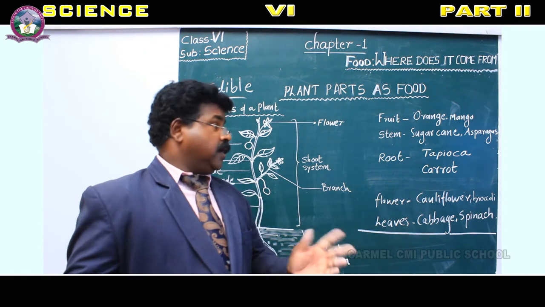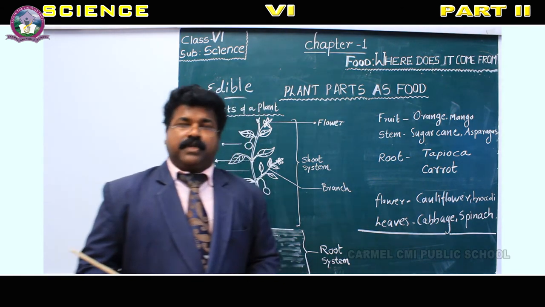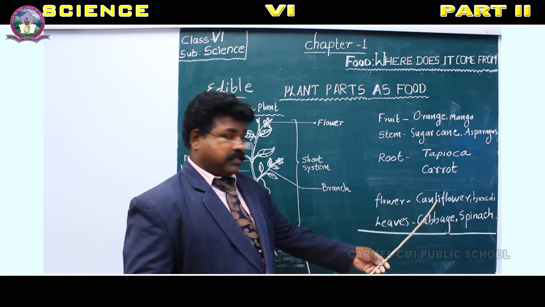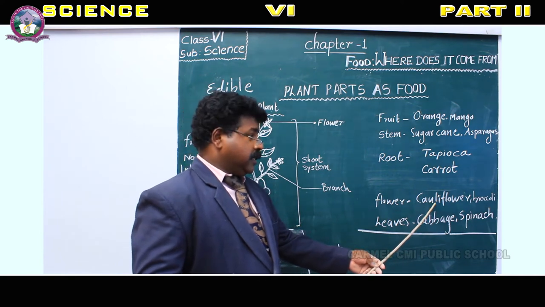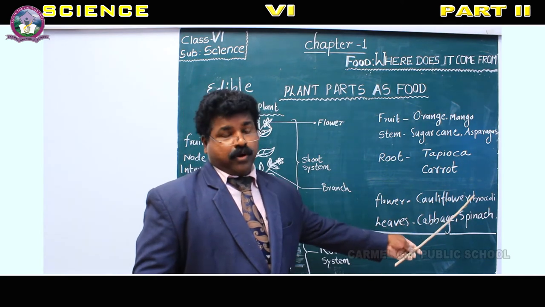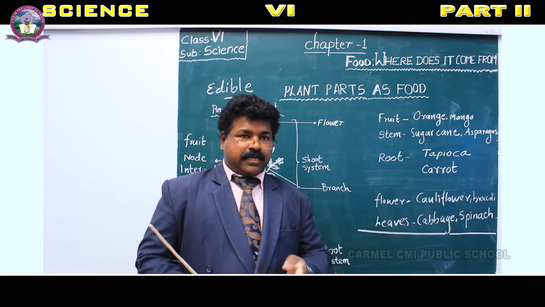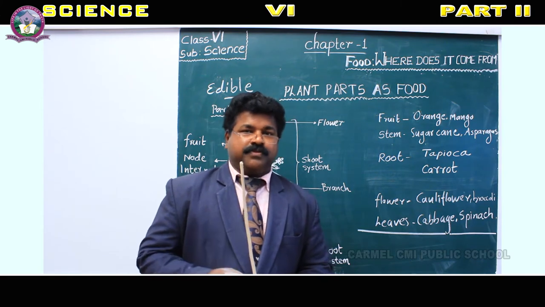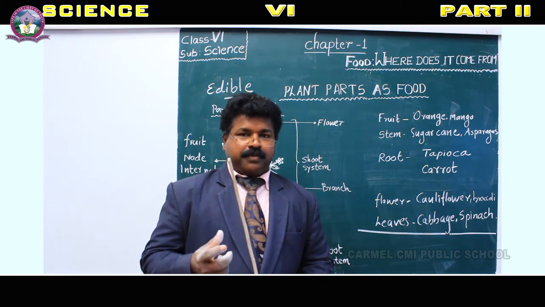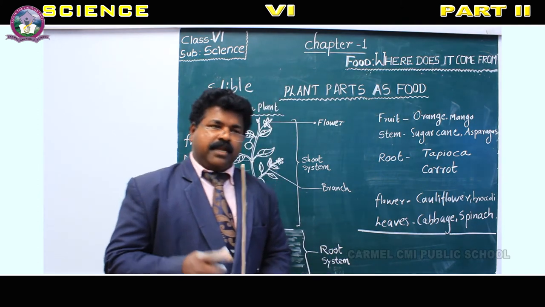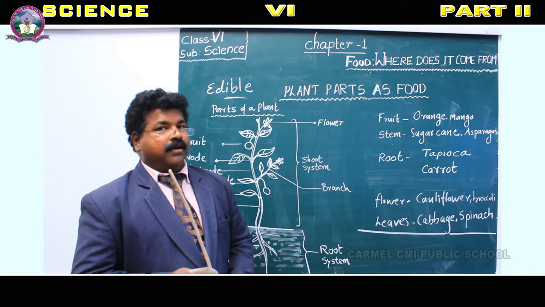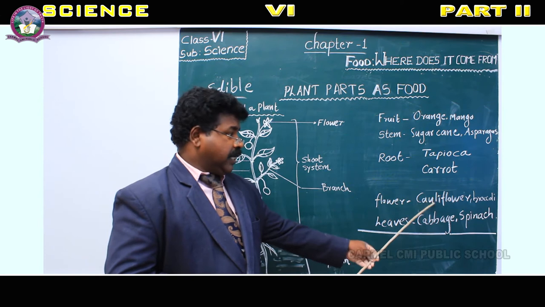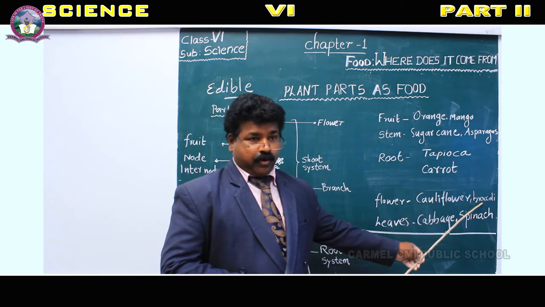In some plants we can find flowers also store the food. Examples of such flowers which are storing food are cauliflower and broccoli. You are familiar with that. Sometimes we may cook food from drumstick flowers. Your parents may be cooking drumstick flowers at home, and even pumpkin flower can be cooked as a food item. So here two examples are given for you. One is cauliflower, another one is broccoli.